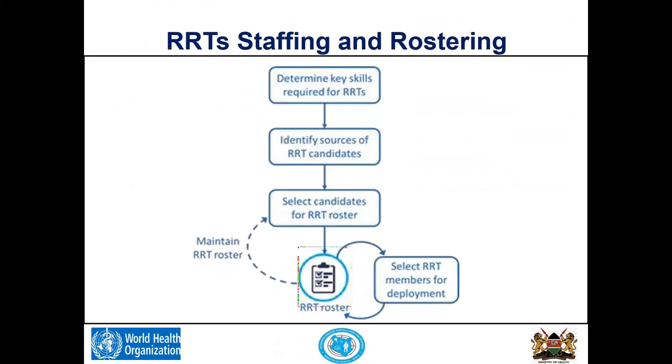Staffing is the first SOP that the rapid response team relies on heavily. And when we're considering staffing the teams and rostering, we want to determine the key skills that are required for rapid response teams. So what is the outbreak or emergency in question? If we think of EVD, for instance, we want to ask ourselves, what particular technical skills do we need in these teams?